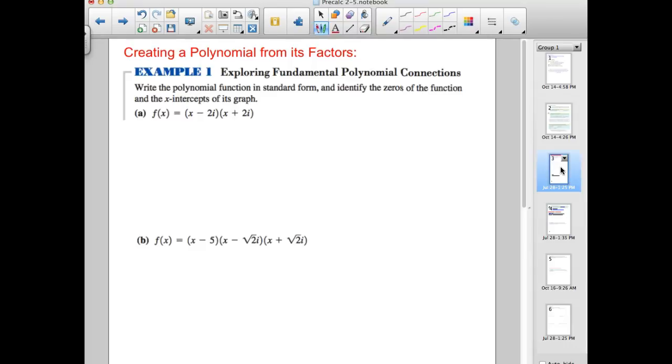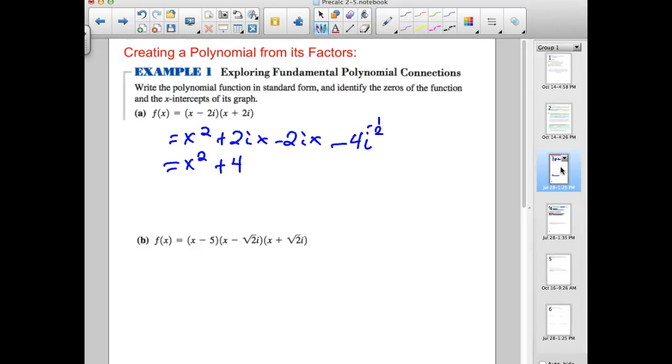All right, so we start out f of x being x minus 2i times x plus 2i. If we FOIL that, we've got x squared. We have positive 2ix. We have negative 2ix. So those will cancel. And then we have a negative times a positive, so negative 2i times 2i is negative 4i squared. But if you remember from previous chapter, i squared is equivalent to negative 1. So this is going to simplify down to be x squared. If that's negative 1, we end up with a positive 4.